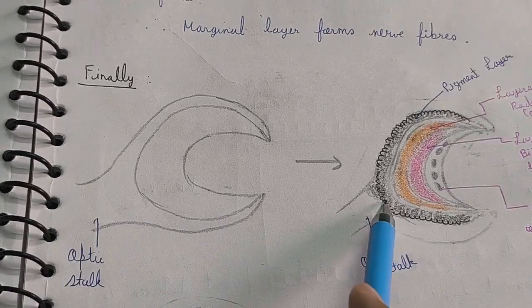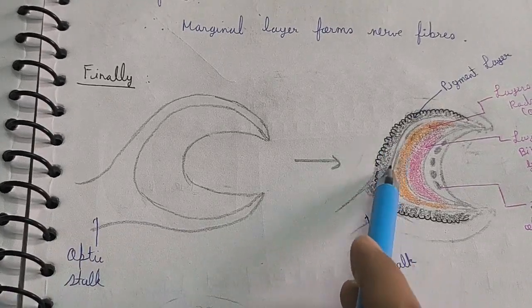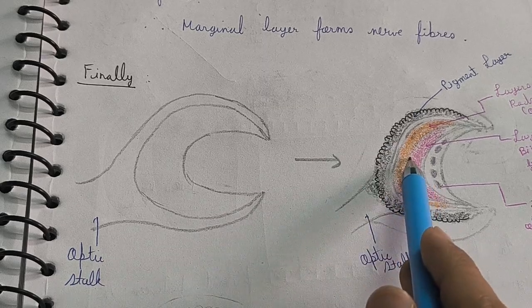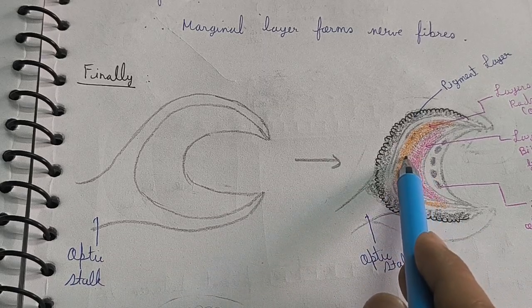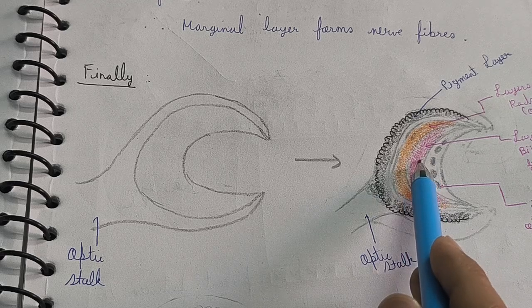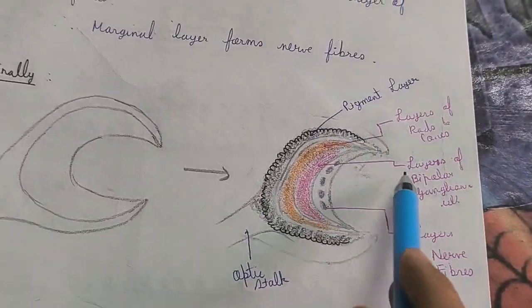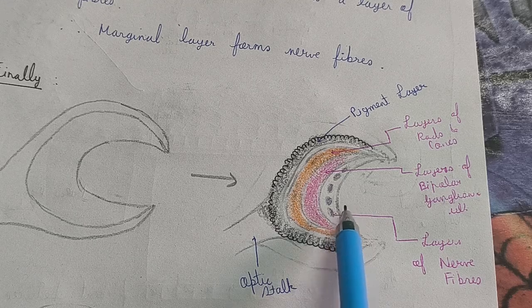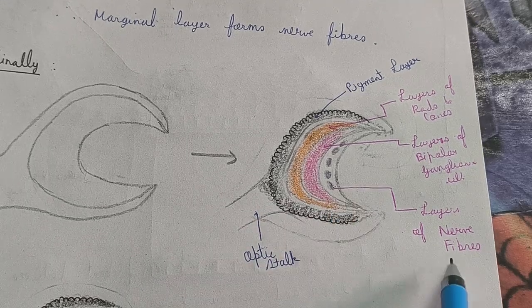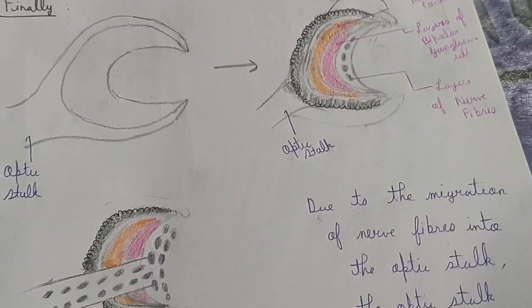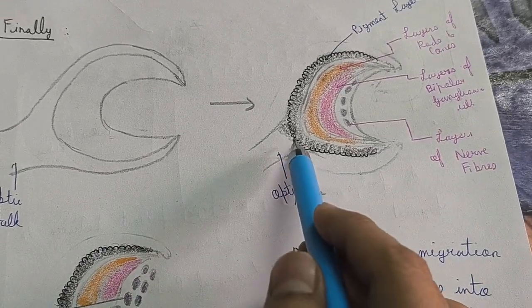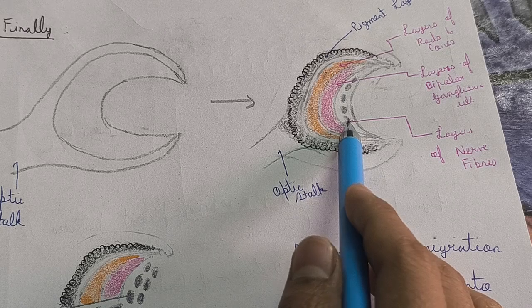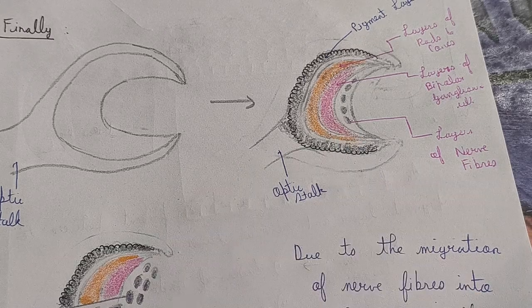Now here you can see that the pigmented layer is formed by the outer layer, and the inner nervous layer forms the layers of rods and cones, layers of bipolar and ganglionic cells, and the marginal layer forms layers of nerve fibers. Now initially you can see that this is the optic stalk, and these are the layers of nerve fibers.